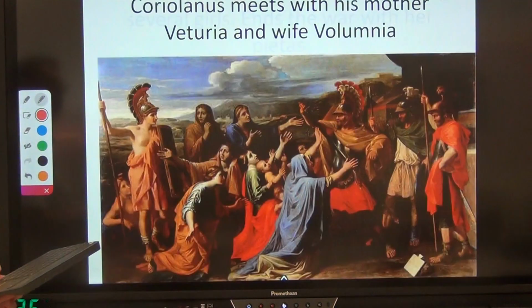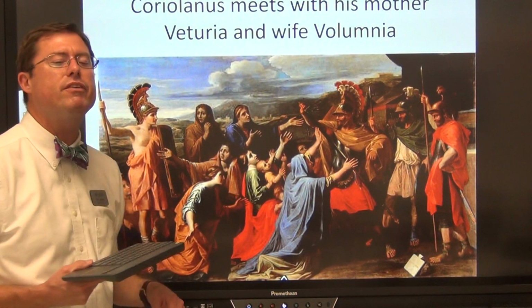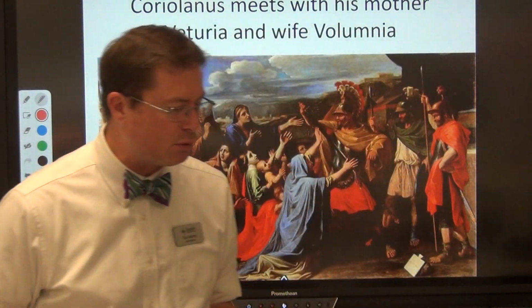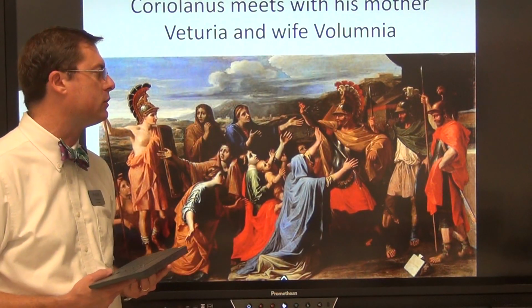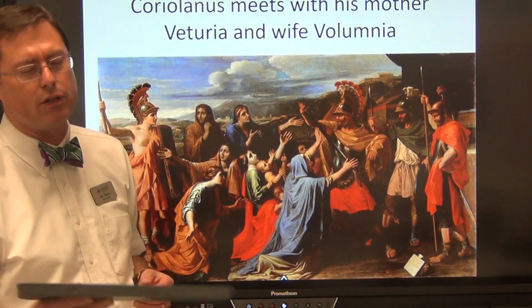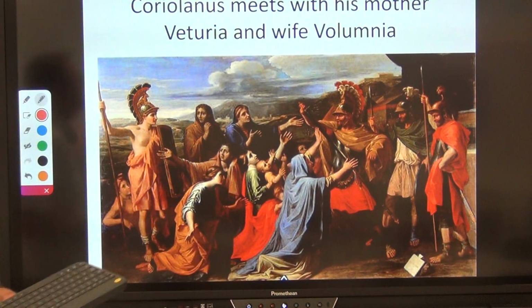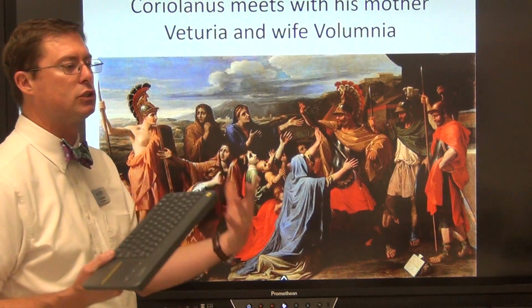Well, there was a guy whose name was Coriolanus. For various different reasons, he was booted out of the city and he was exiled. When he is booted out of the city and exiled, he is then going to defect over to the Volsci and lead a Volscian army against Rome.